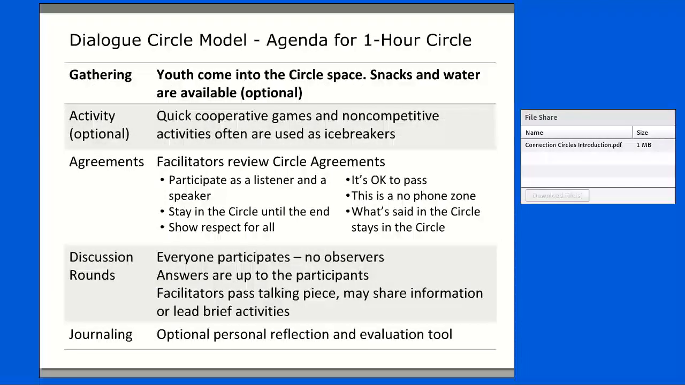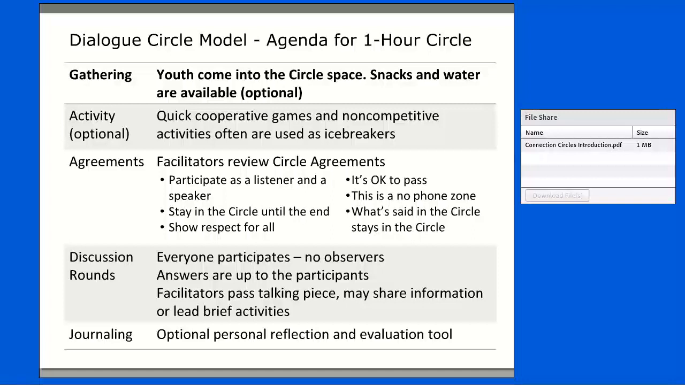Now let's take a little bit of a look at a typical Connection Circle session. In addition to the dialogue circle, the session has several other components that contribute to participant engagement and comfort with the dialogue process. So the first thing that has to happen is the youth have to get there. They come into the circle space, and hopefully you can offer them something to eat and drink. Immediately you are setting the stage for a circle that is open, accepting, safe, respectful, all of those elements that we mentioned before.